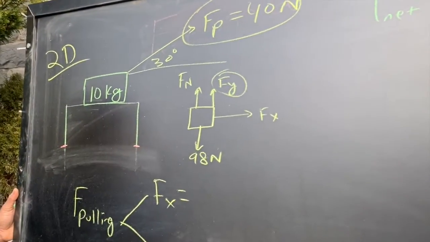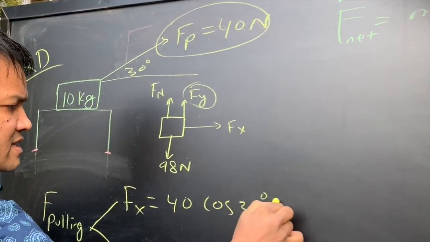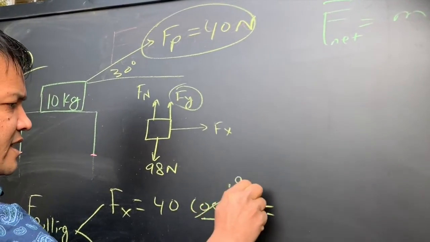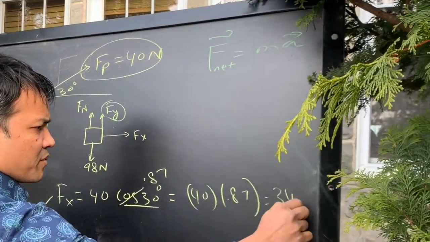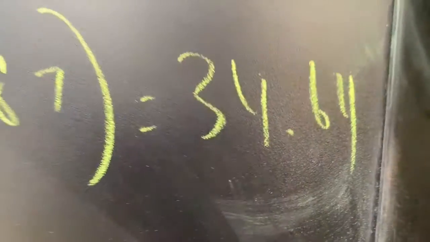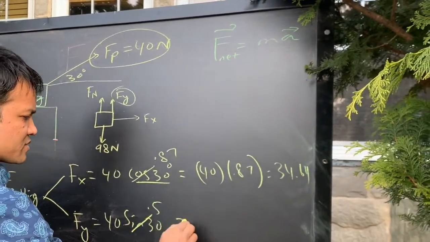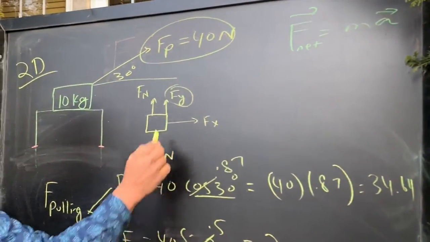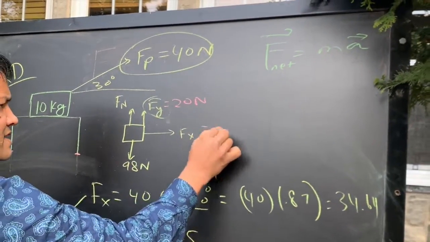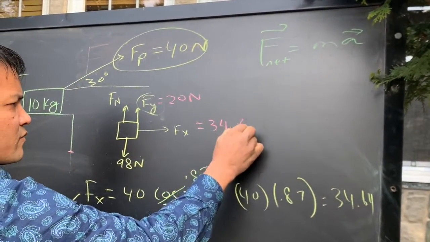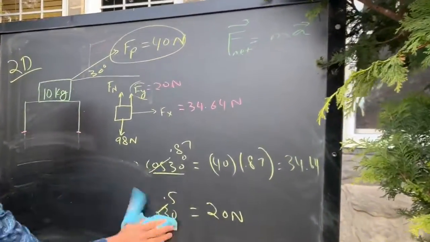So let's find them. Fx, which is 40 cosine 30, is 0.87, so 40 times 0.87 is 34.64, I believe, but check this on your computer. Now 40 sine 30, which is easy because sine 30 is 0.5, so this is 20 Newton. So in the y direction, Fy is 20 Newton, and Fx is 34.64 Newton. Again, I'm not sure, so check it with your calculator.